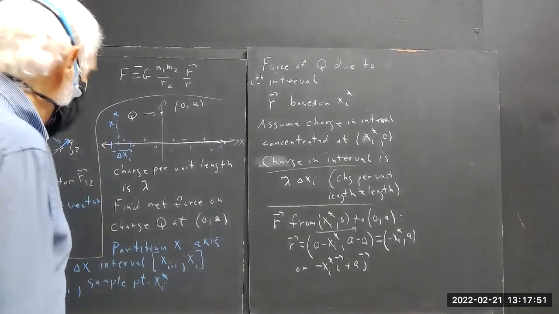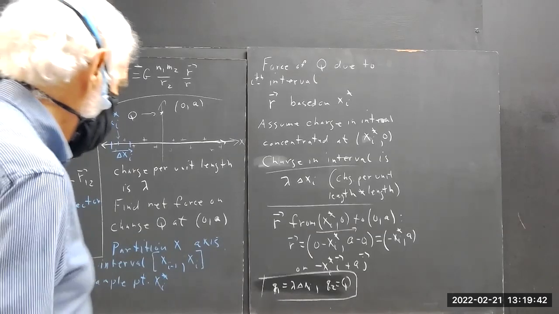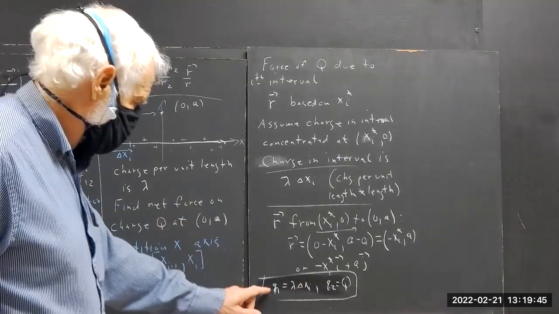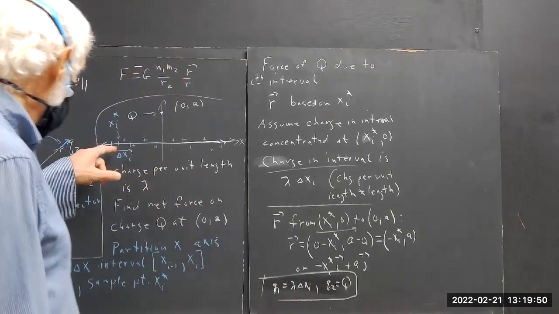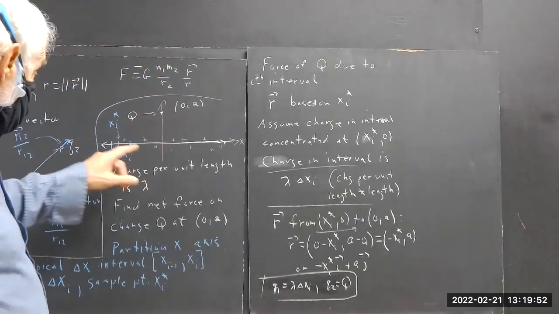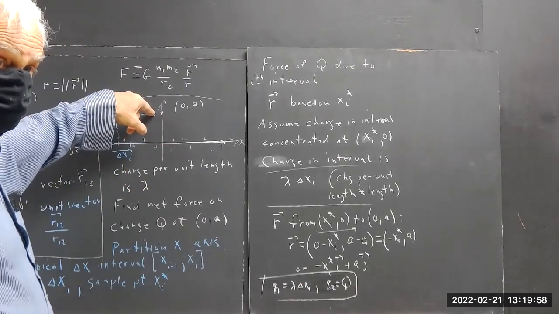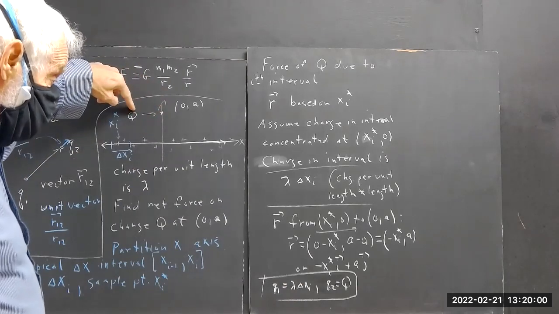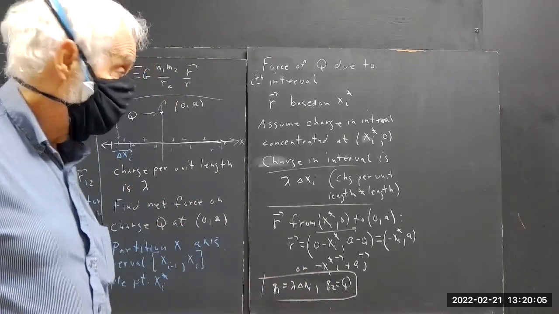Now, what are you going to use for your two charges? So now we have, written really badly, but down too low, Q1 equals lambda delta xi. Here's Q1, here's Q2. Our vector is going from here to here because we want the force on this charge, capital Q. So Q2 is your capital Q, and Q1 is the charge in this interval, which is lambda delta xi.